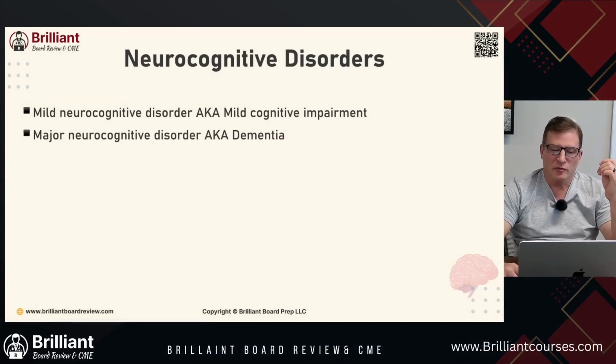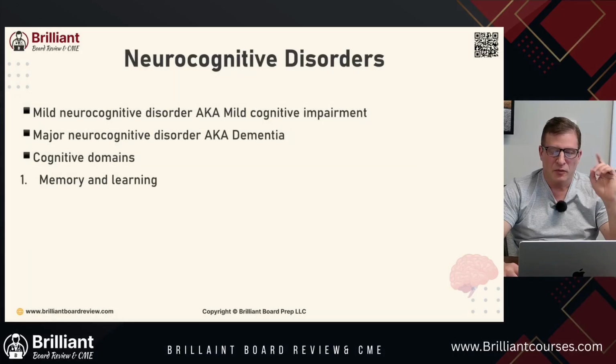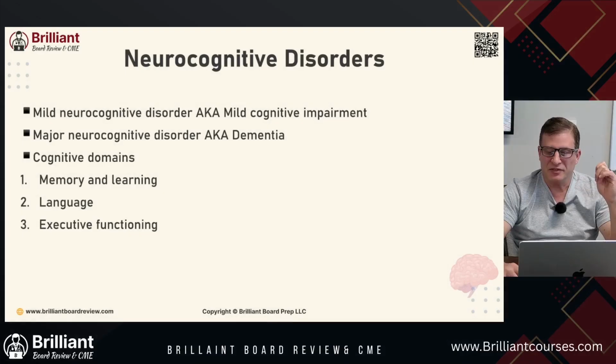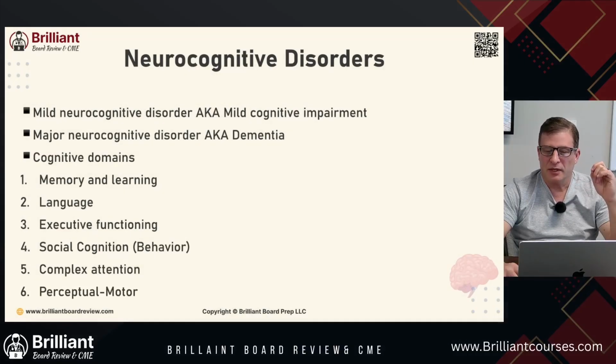Major neurocognitive disorder would be dementia. These are the cognitive domains that we look at in dementia, which are memory and learning, language, executive functioning, social cognition, which is our behavior, complex attention, and perceptual and motor movements.